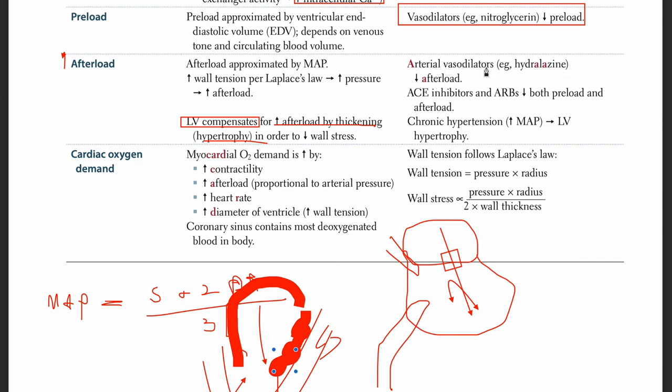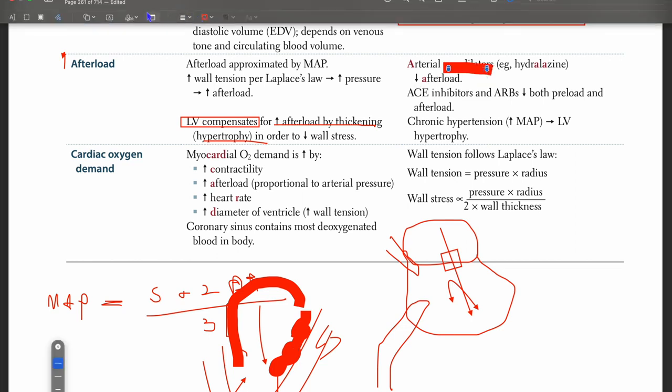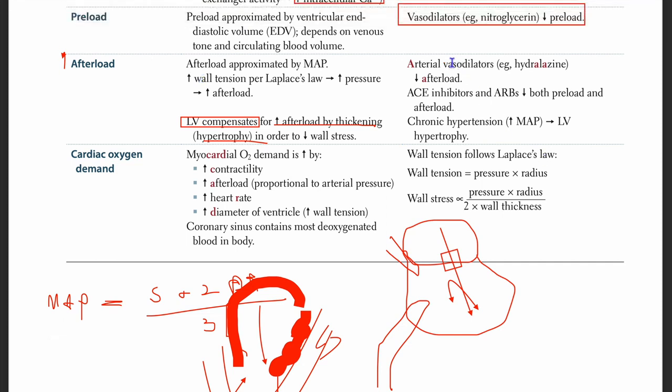So what do these do? This is a hypertensive drug, right? It's going to decrease the systemic vascular resistance. If that is decreased, what happens? Again, the heart doesn't have to work as hard now, so it will decrease the afterload.